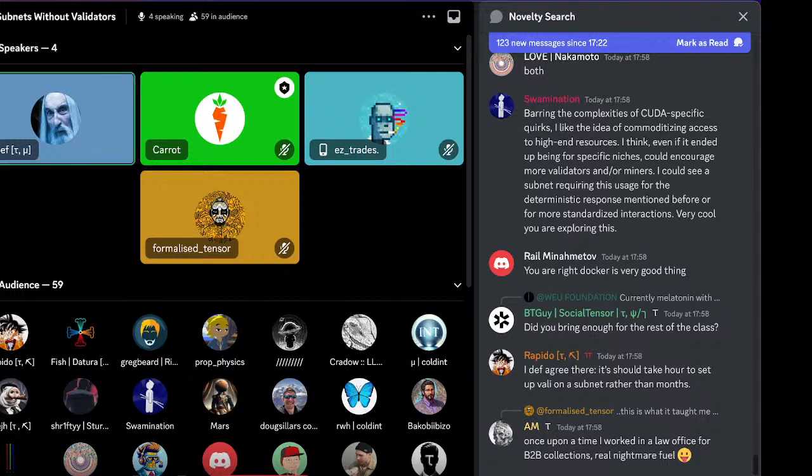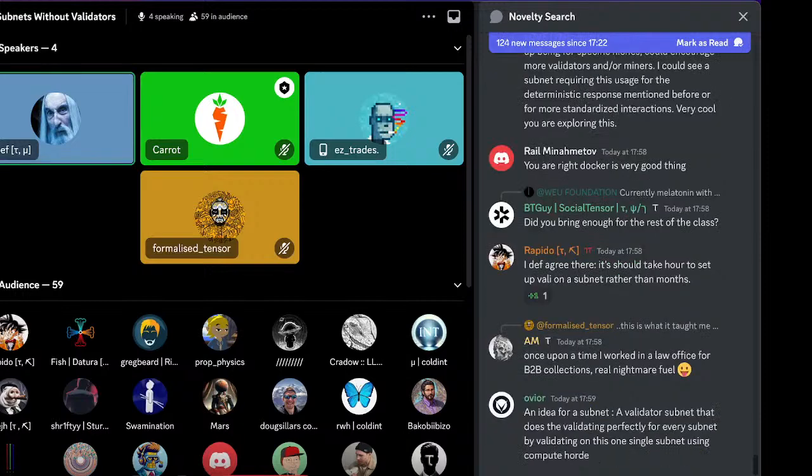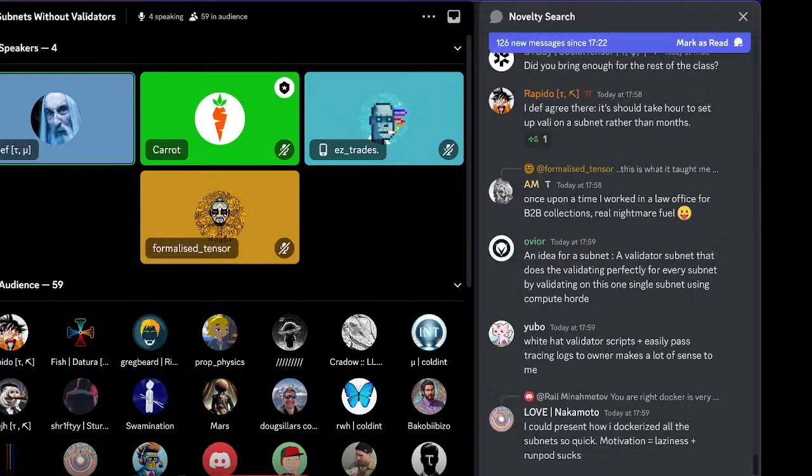Okay, Rapido says that no subnets are playing with commit reveal. That's not true. In fact, I think commit reveal in subnet 12 is in the second or third round of code review. So it's coming any day now.